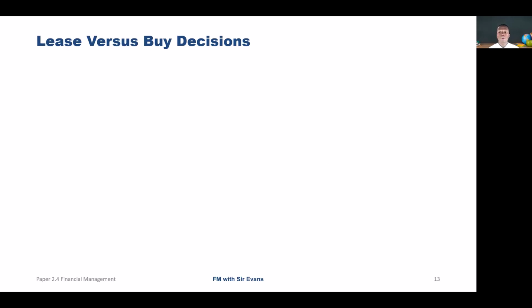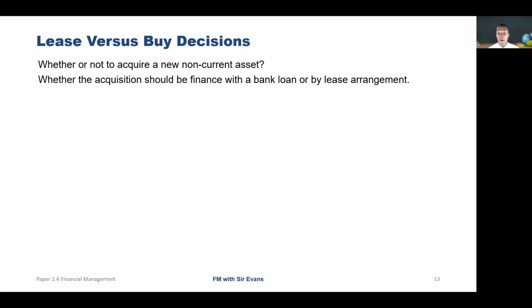Now, lease versus buy decisions. These are decisions whether or not to acquire a new non-current asset, and if the asset is acquired, whether the acquisition should be financed with a bank loan or by a lease arrangement. This is also considered in two stages. The first stage is the acquisition or investment decision. You need to decide whether or not the asset should be acquired, and this decision is based on the assumption that the asset will be purchased. Then the financing decision: you need to decide the preferred method of financing the acquisition by buying for cash, using a loan, or leasing it.